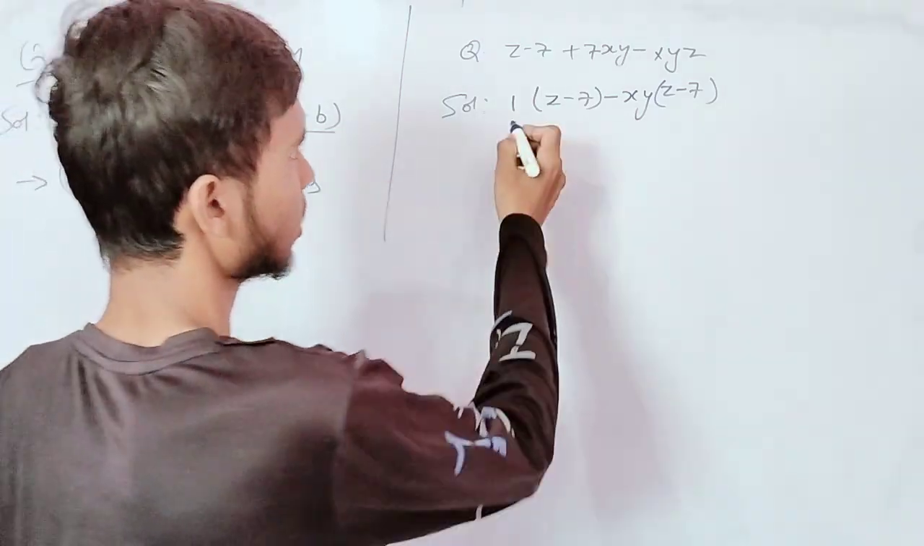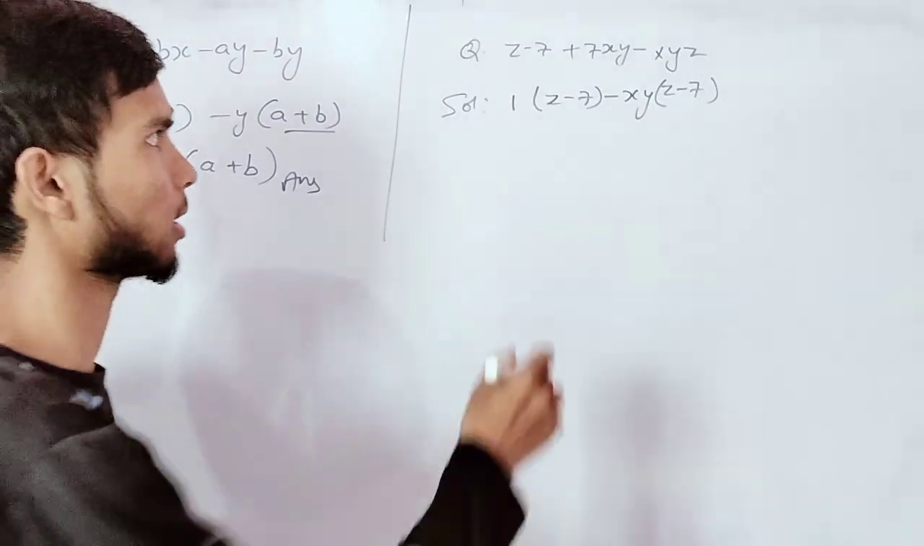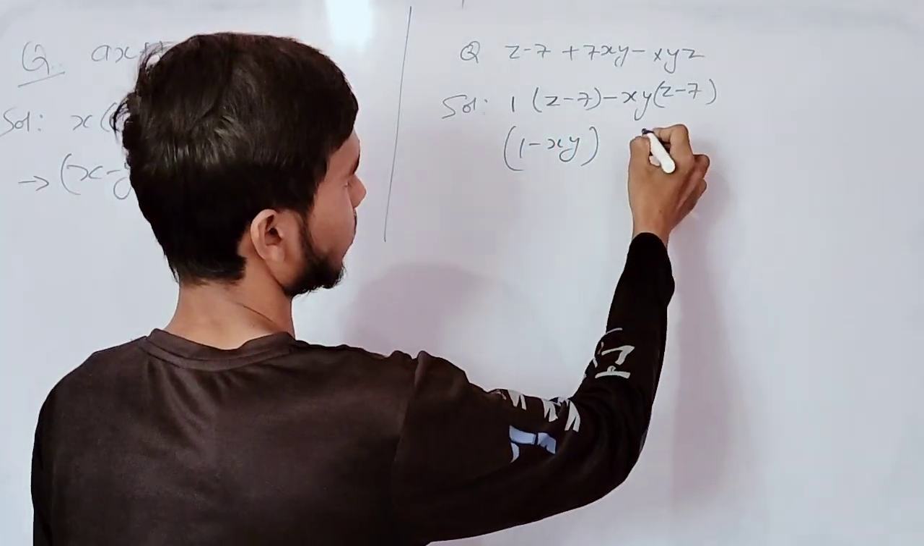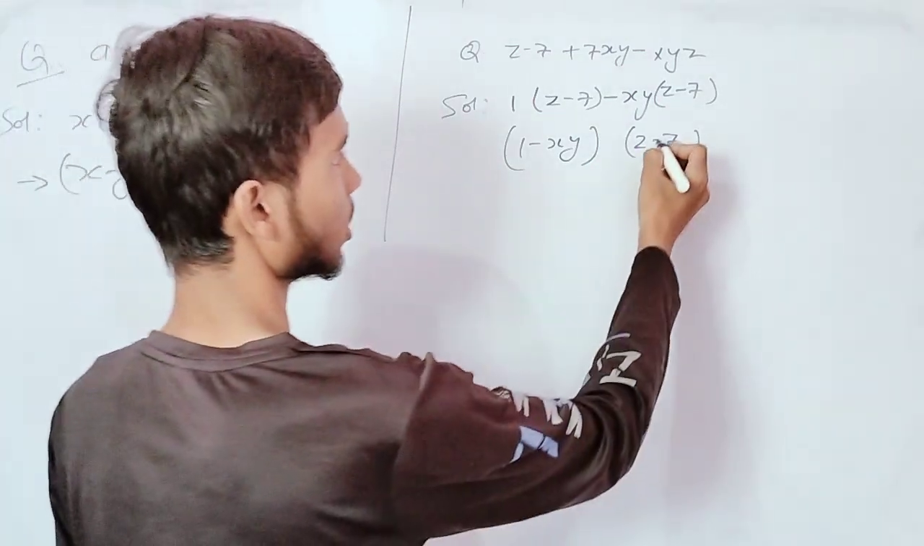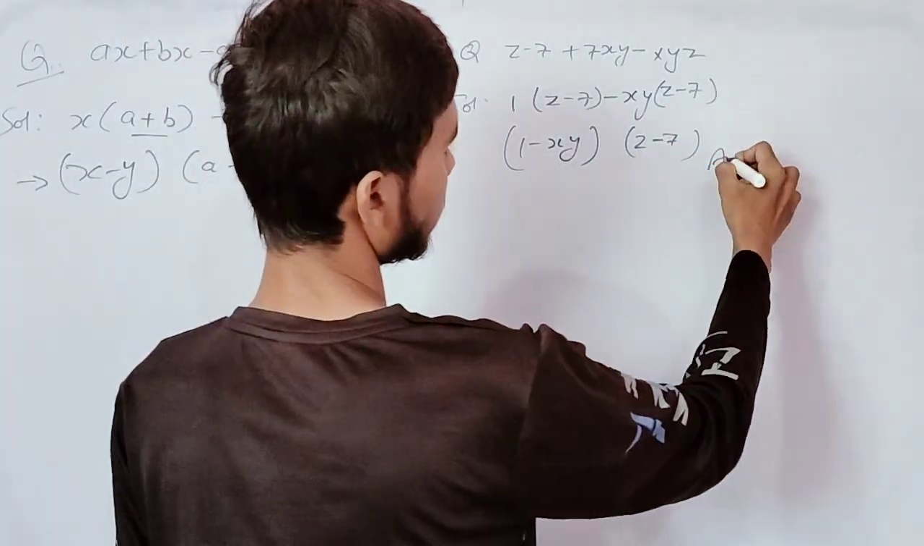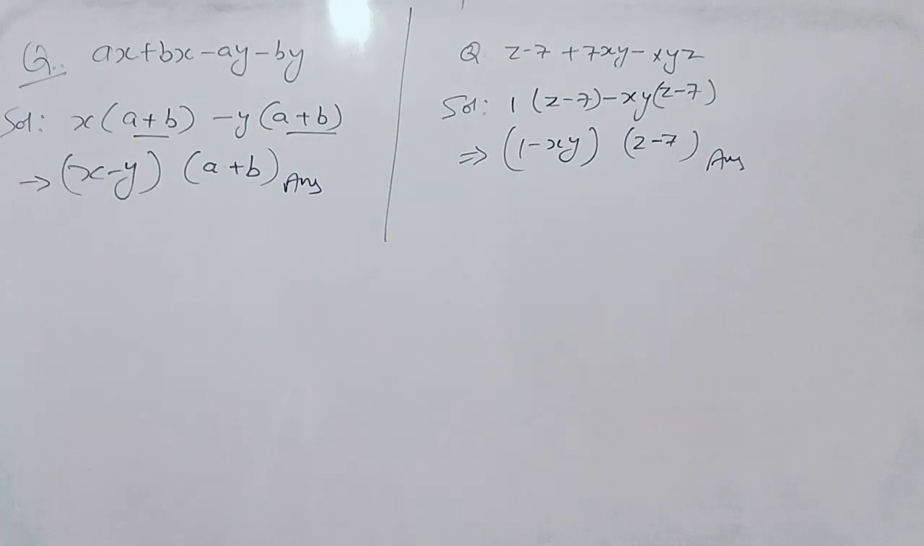Now what is outside terms? Right, you write outside terms in one bracket. 1 minus xy, z minus 7. Clear? That's it. If you wanted to check, then you can check as I told you.